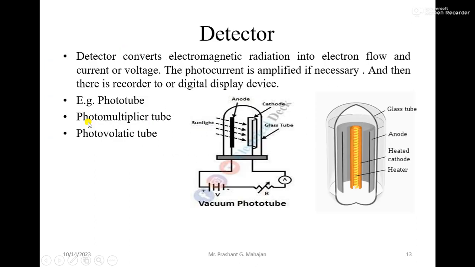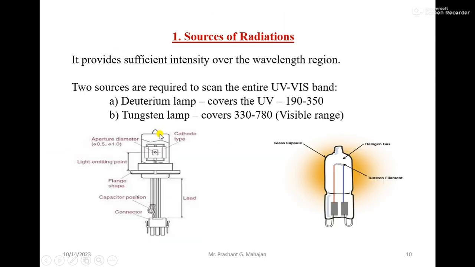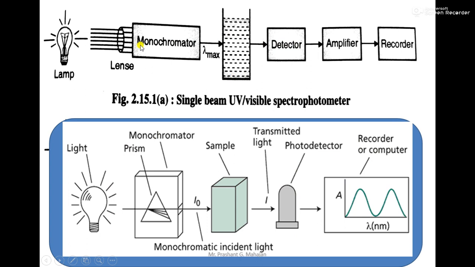Next is the detector. The detector converts electromagnetic radiation into electron flow, current or voltage. Examples of detectors are phototube, photomultiplier tube and photoelectric tube. You can see this is an example of a phototube that receives the transmitted light from the sample. Light passes from the monochromator to the sample, and that light falls on the detector.